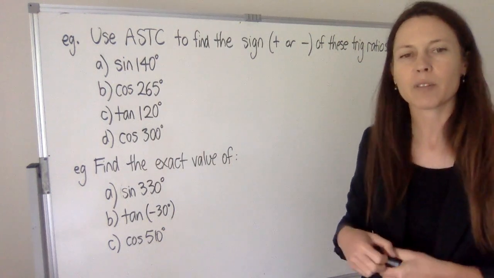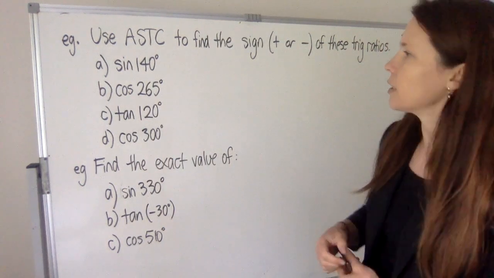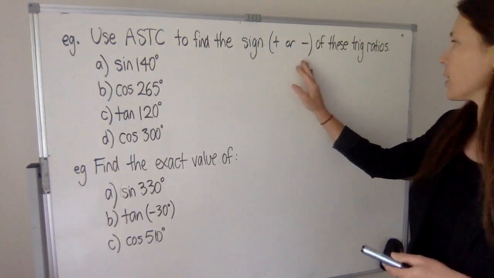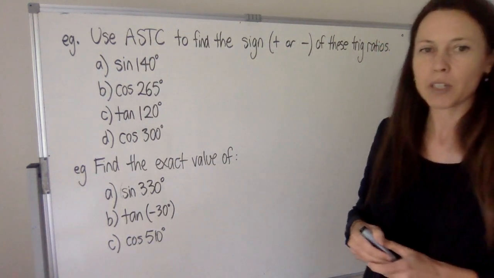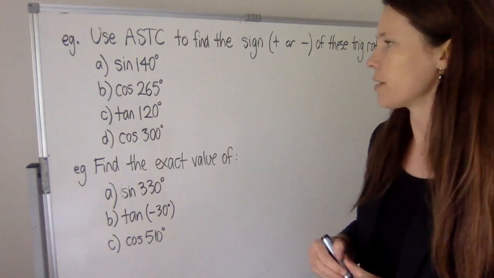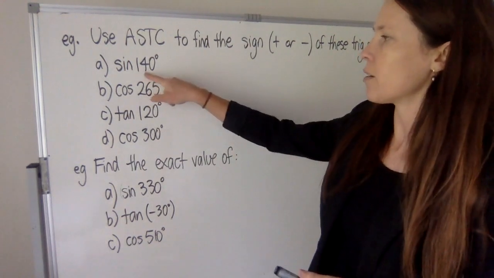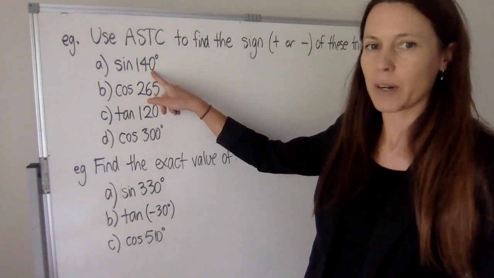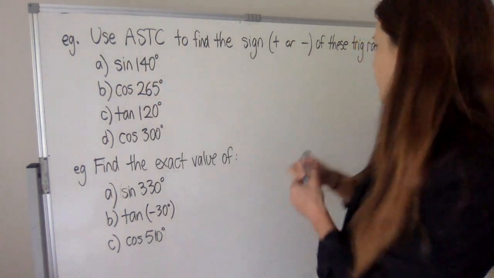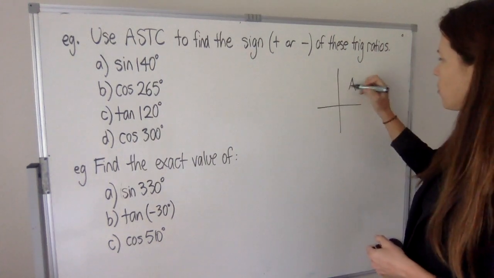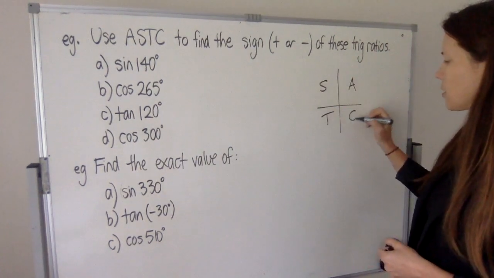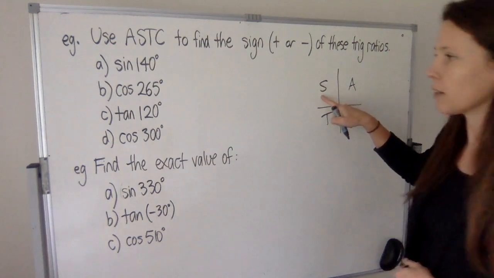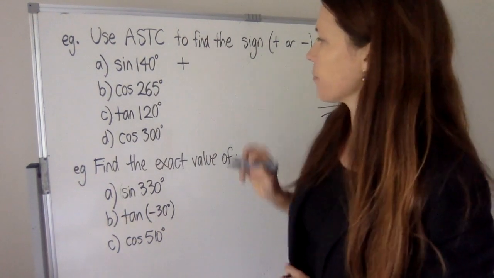Let's look at some examples of some ways that you can use this skill. Let's use all stations to central just to find the sign, is it positive or negative, of these trig ratios. Now we don't want the answer, we just want to know the sign. Okay, well, sine 140 degrees, 140 is in the second quadrant because it's between 90 and 180. And I know if I write this down over here to help me, all stations to central, okay, then sine is positive over there. So this is going to be positive.